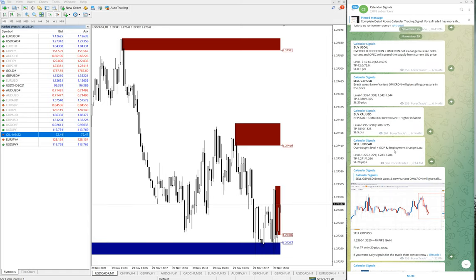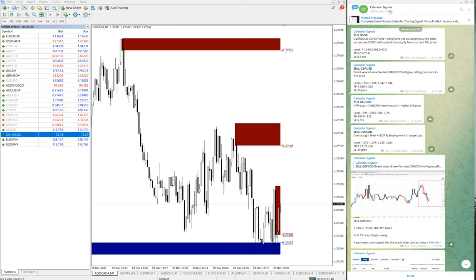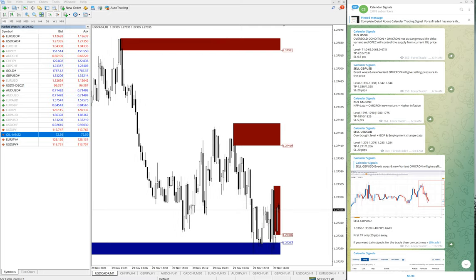Now we will see the performance of our free signals on this calendar signal channel. First, we have given buy USOIL. Why we have given buy USOIL? We are also giving the reason. Oversold condition is one reason, and Omicron not as dangerous like Delta variant. So this new virus, it's not as dangerous as the Delta variant. And then OPEC will control the supply from current oil price. So based on that, we have given buy US oil based on these reasons.